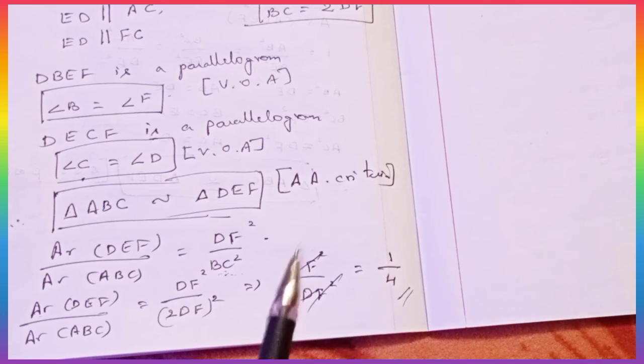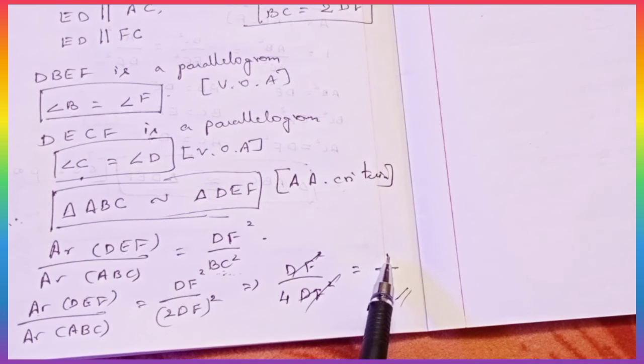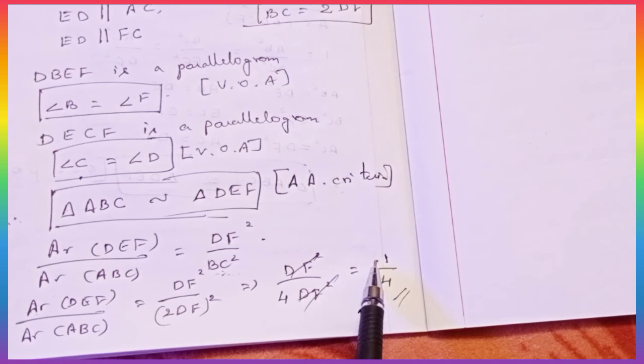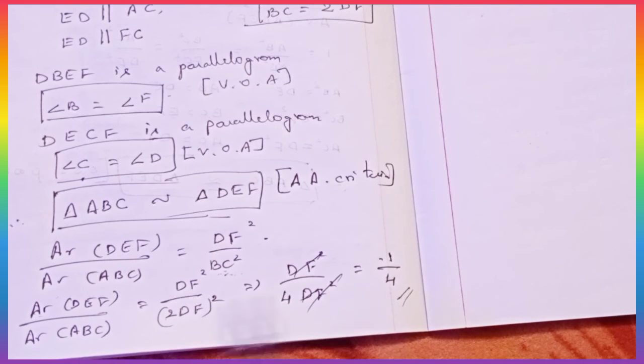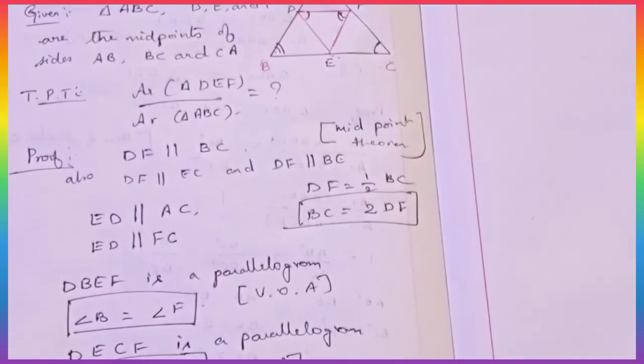So it is 1/4 of the area of the triangle. Whatever the measurement of the area of triangle DEF is, the area of triangle ABC will be 4 times that measurement. So if I want to make it clear, if you imagine the area of triangle DEF is 100 square units, then obviously the area of triangle ABC will be 400 square units. So I hope that you have understood this particular problem.